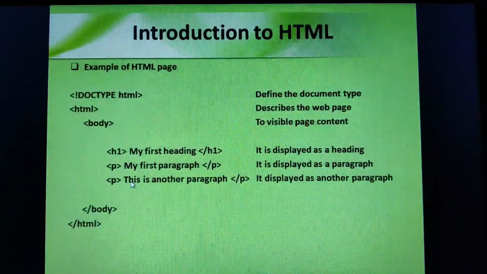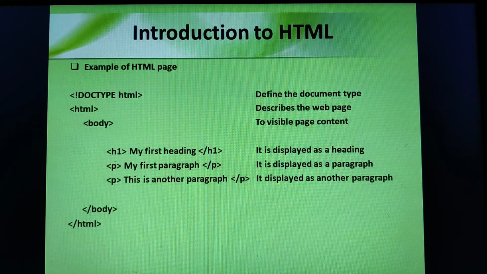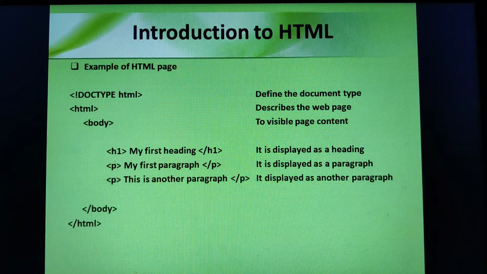Let us move on to the example of an HTML page. How do we actually write the program? And let me explain in brief here. The first tag here is doctype HTML. This doctype HTML actually tells that this document is of type HTML. It tells that whatever code you're writing in plain text, that is in the notepad, the document type is HTML.